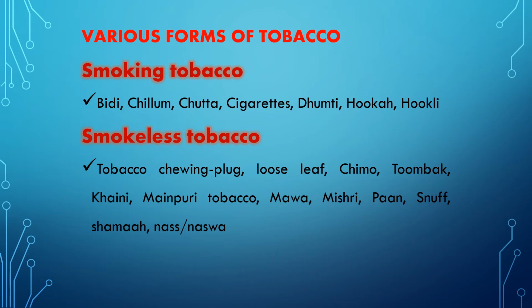Then you have the various forms of tobacco, which is very dangerous. Smoking tobacco: bidi, chillum, chuta, cigarettes, damti, hookah, and hockey. Smokeless tobacco: tobacco chewing plug, loose leaf, chimo, tombak, kaini, Mainpuri tobacco, mawa, mishri, pan, snuff, shamash, nas, and naswa. There are different preparations of tobacco that are very dangerous.